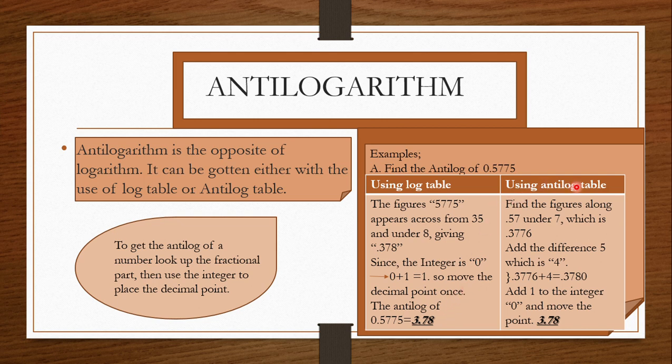Next one is using the antilog table. For me, I prefer using the antilog table because it's so direct. Now we are going to find the figures 57 under 7 with difference 5. 57 under 7, adding the difference of 5. How we read the log table is how we're going to read the antilog table. As I say, it's so direct. While with the log table, you have to look in between, like you will start checking the columns. Don't worry. Next time I'll check, we should go to our next slide. We see whether our log table and antilog table is there. So you understand what I'm saying.